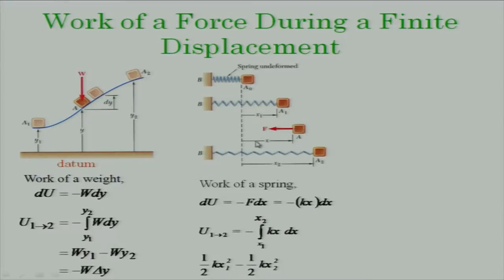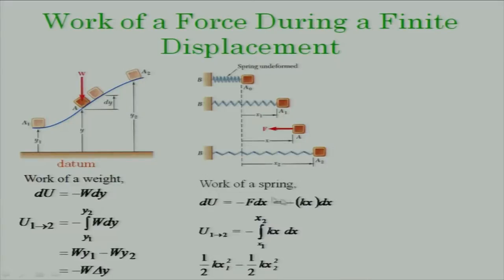Let's look at the second example. You have a particle or a body which is attached to a spring, which is in this undeformed configuration. The stiffness of the spring is k. Now if you displace this spring by some distance x, the force acting in this spring will be kx, which will act in this direction. The question we ask is: what is the work that this spring does if you pull it from this point, which has coordinate x1, up to this stretched point, which has a coordinate of x2?